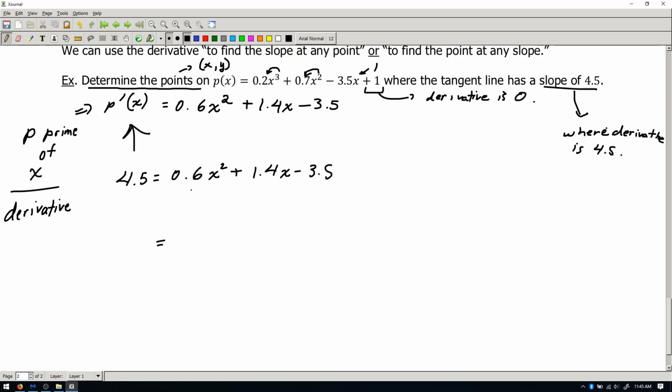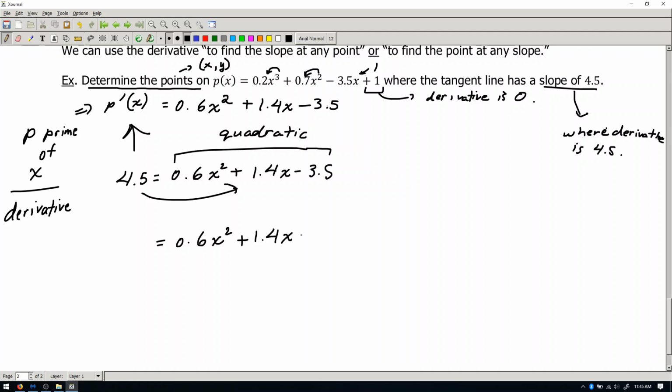Now, we're going to have to solve this equation for x. So this is a quadratic. So you have to solve this quadratic equation for x. That's exactly what we're going to do here. So we're going to bring this 4.5 over to the other side. You get 0.6x squared plus 1.4x minus 8.